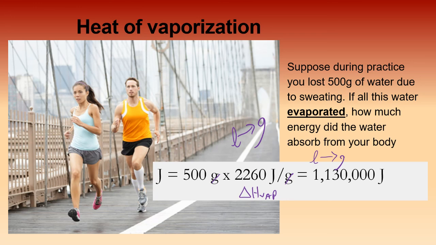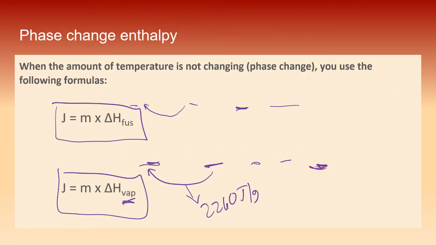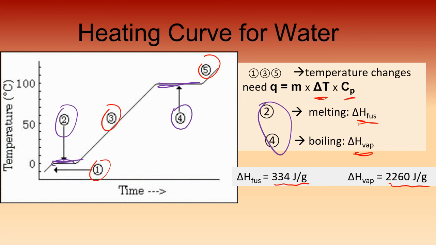All right, so the point here is you always use at the flat parts either fusion or vaporization. Okay, and these numbers will be set because we'll only be talking about water. We will not talk about other substances which would have different numbers. So anytime it's liquid to solid or solid to liquid, you're going to use that 334 joules per gram. And anytime it's liquid to gas or gas to liquid, you want to use that 2260 joules per gram.